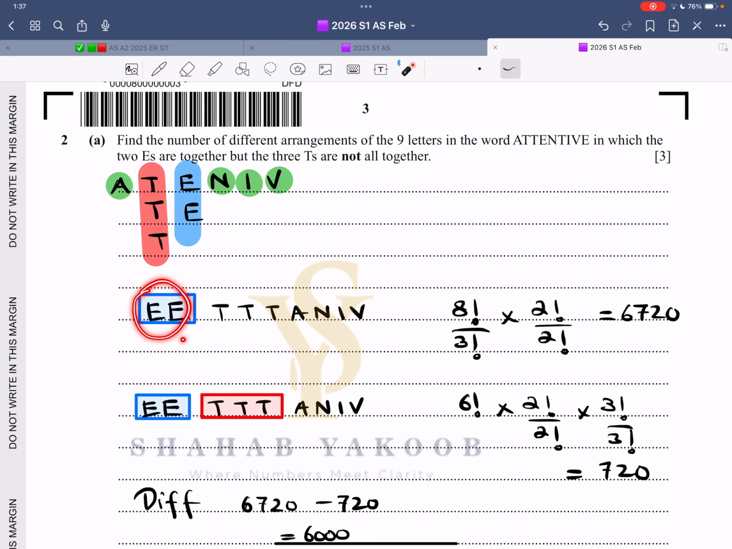First, the 2 E's are together, put them in a box and let me do some marking. So this is 1, 2, 3, 4, 5, 6, 7. The box is considered 1 unit, that is 8 factorial. 2 factorial for the 2 E's. But dividing by 2 factorial because of the 2 E's, dividing by 3 factorial because of the 3 T's. So technically, nothing is happening inside the box.